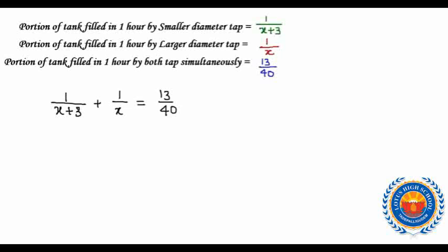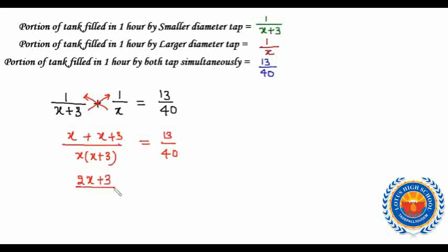To solve this equation, first of all we have to take the LCM, and the LCM becomes x into x plus 3, as both are different numbers. So on the multiplication of x into 1 we get x, and on the multiplication of x plus 3 into 1 we get x plus 3, and equal to 13 upon 40. So x plus x together comes 2x plus 3 in the numerator part, and in the denominator we get x square plus 3x equals 13 upon 40.